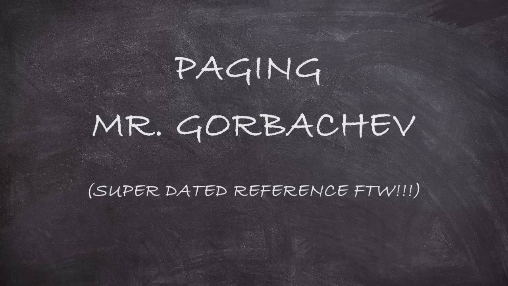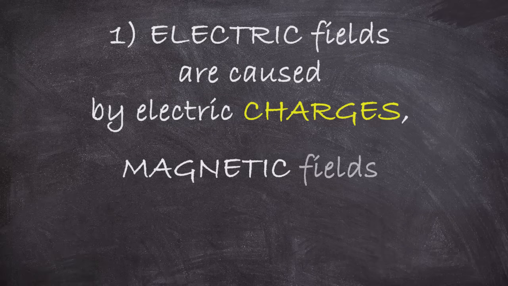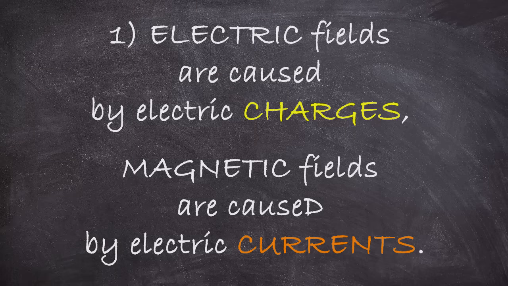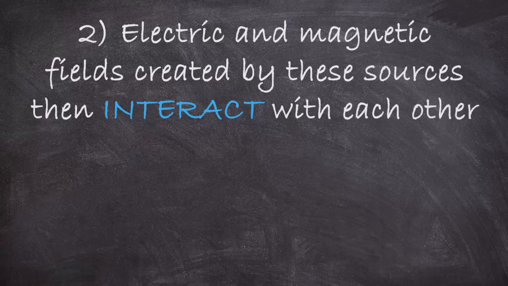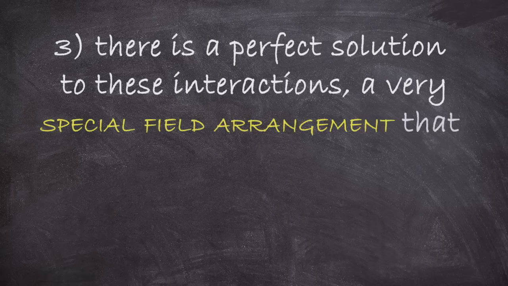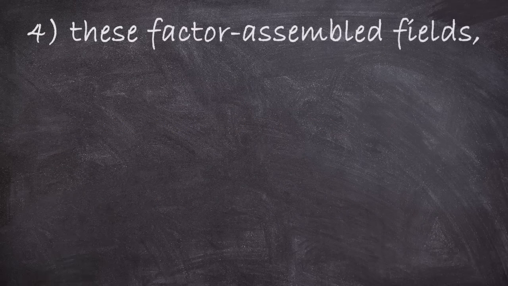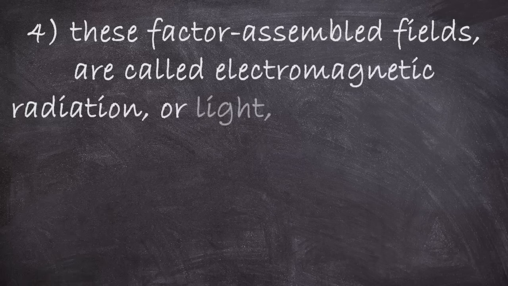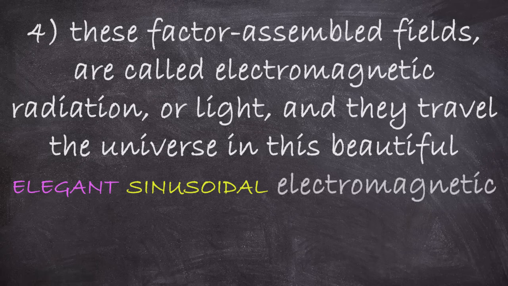So what I want to do today is tear down a lot of these ideas, but first let me quickly summarize the ideas I'm going after. One, electric fields are caused by electric charges. Magnetic fields are caused by electric currents. Two, electric and magnetic fields created by these sources then interact with each other. Three, there is a perfect solution to these interactions, a very special field arrangement that has the very special property of reinforcing and creating itself. Four, these factory-assembled fields, these cheat codes in the way fields interact, are called electromagnetic radiation or light, and they travel the universe in this beautiful, elegant, sinusoidal electromagnetic wave shape.